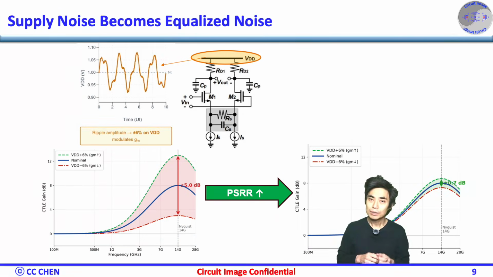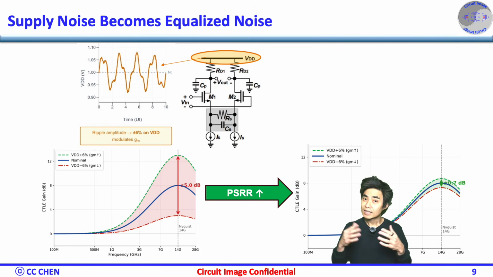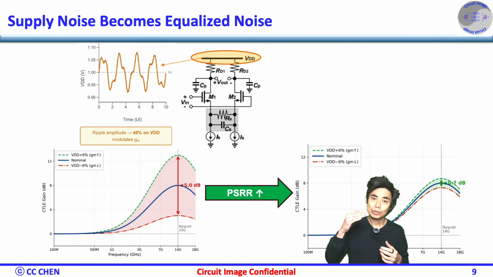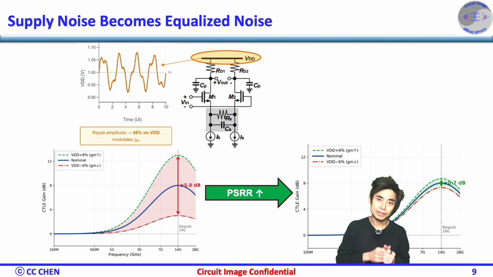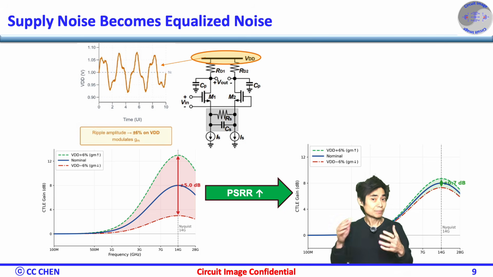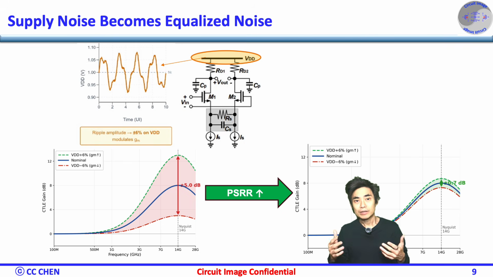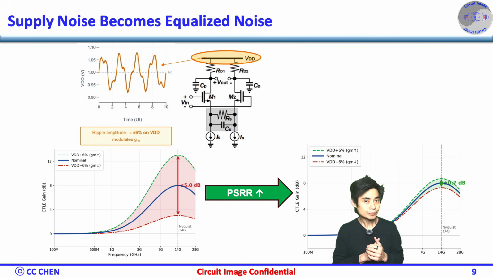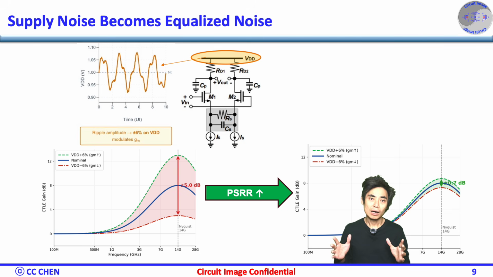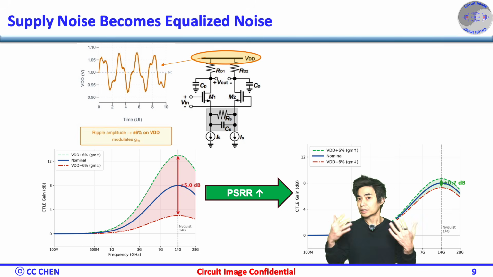A frozen CTLE must also reject supply ripple. If bias nodes are sensitive to VDD noise, gm gets modulated. When gm is modulated, the high-frequency gain is modulated. That converts low-frequency supply ripple into in-band amplitude noise or jitter near Nyquist. Without background adaptation, you cannot fix that later. Strong PSR and bias isolation are mandatory.